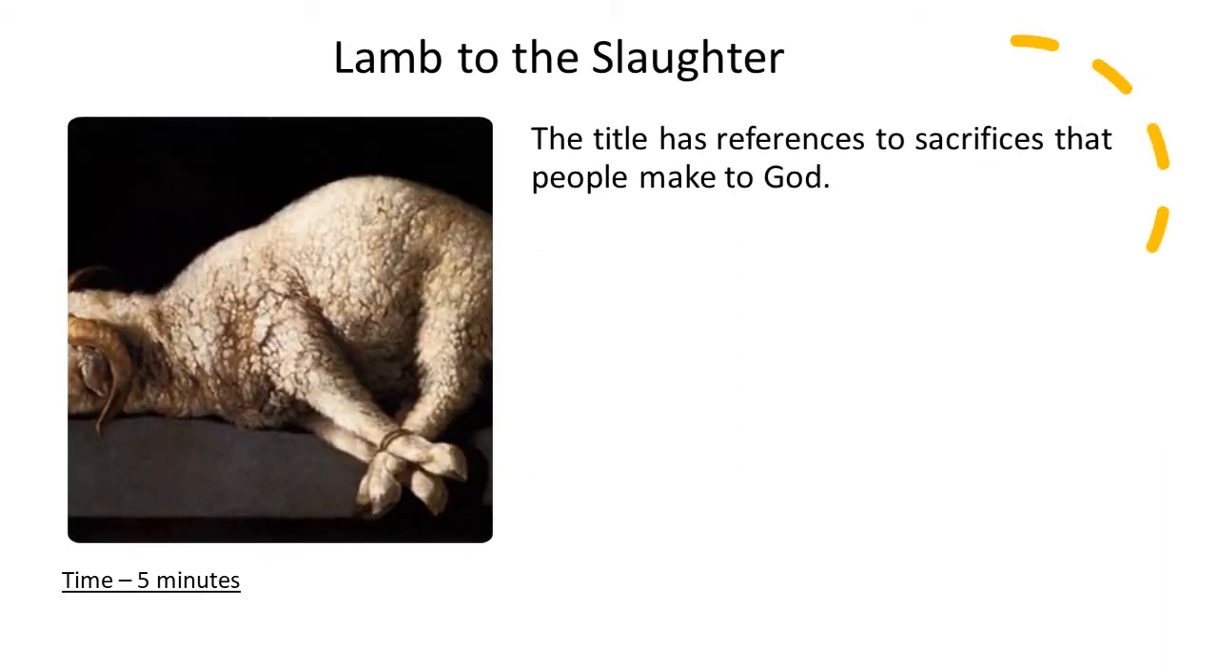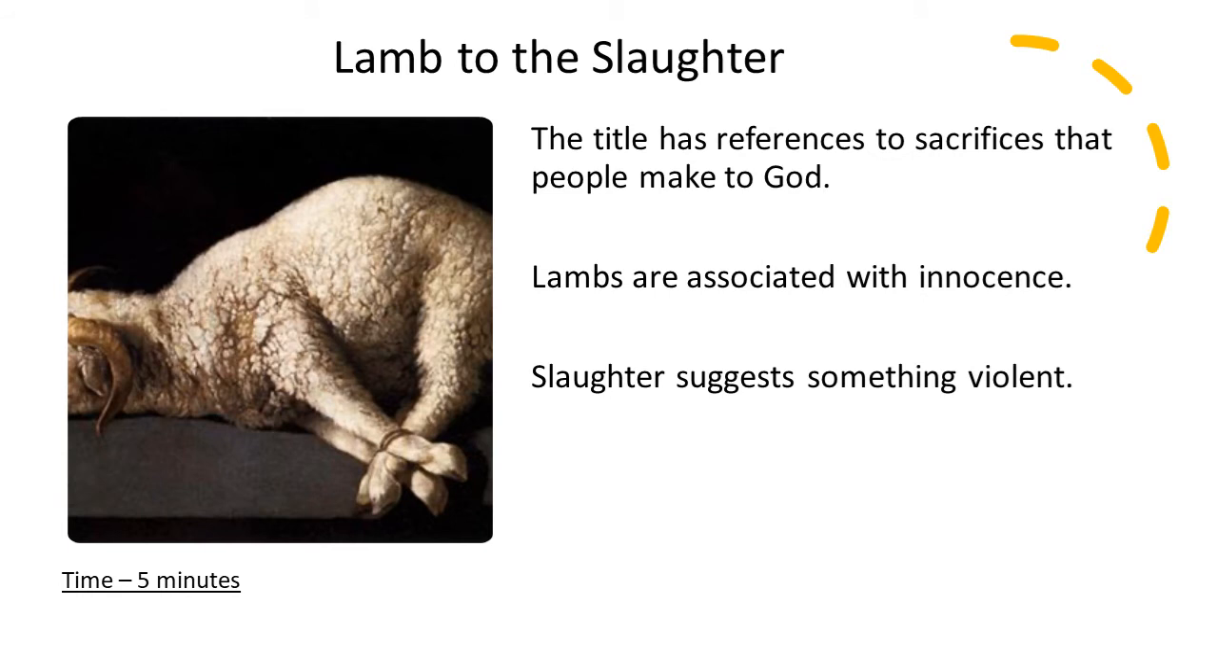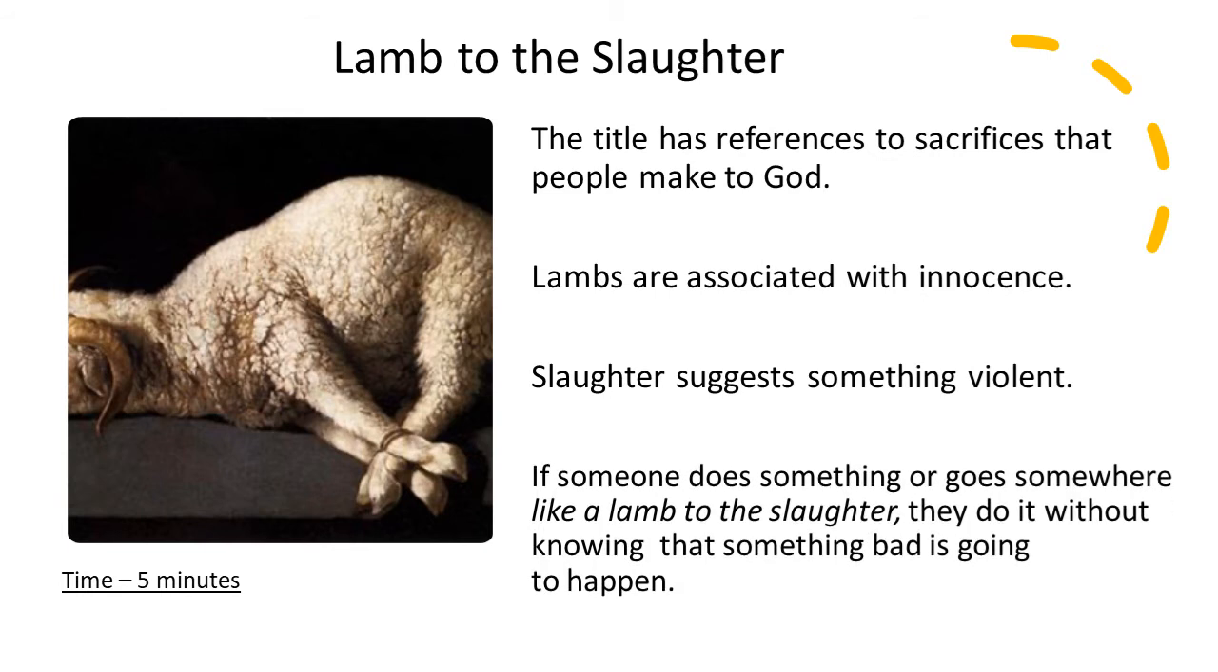So the title has references to sacrifices that people made to God. Lambs are associated with innocence. Slaughter suggests something violent. If someone does something or goes somewhere like a lamb to the slaughter, they do it without knowing something bad is going to happen. Please do pause the video now to make a note of what's on the slide.